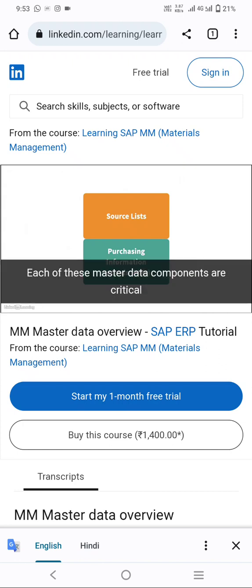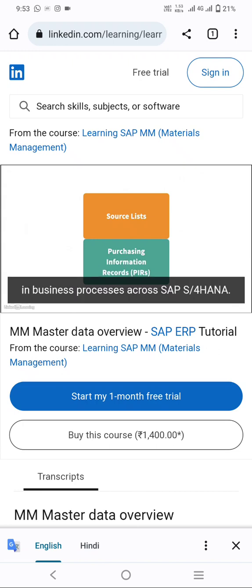Each of these master data components are critical to effective logistics transactions in materials management. Not only that, master data in the MM module is relied on in business processes across SAP S/4HANA.